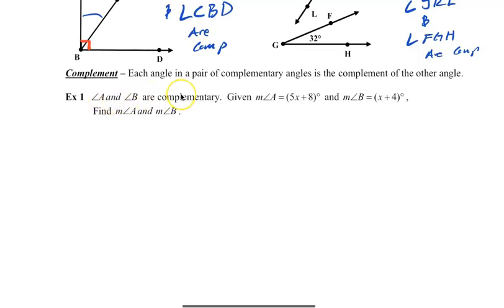Okay, example 1. Angle A and B are complementary. So again, I see those and I'm like, okay, that means that they add up to be 90 degrees. Given the measure of angle A, remember that's what M means, measure, is 5x plus 8, and the measure of angle B is x plus 4. Find the measure of angle A and the measure of angle B.